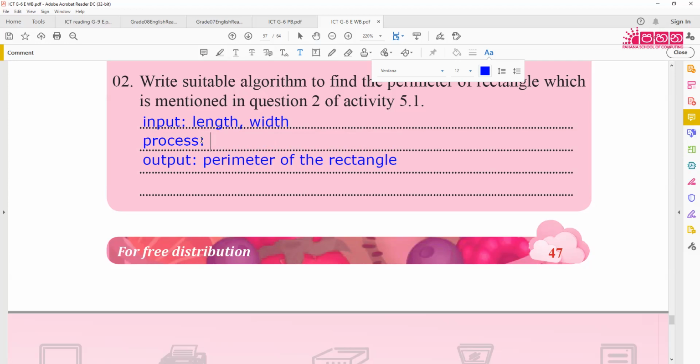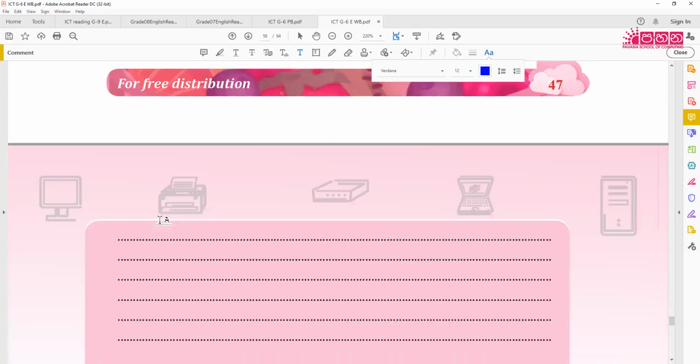Yes, equation. Can you give me the equation for that? Length plus width multiplied by 2. Exactly. So you can say 2 into, we can say length plus width. So these are the steps. So now let's write the algorithm, right?